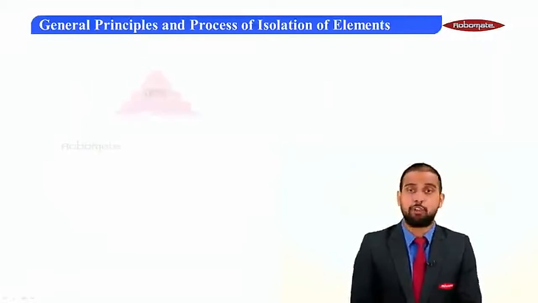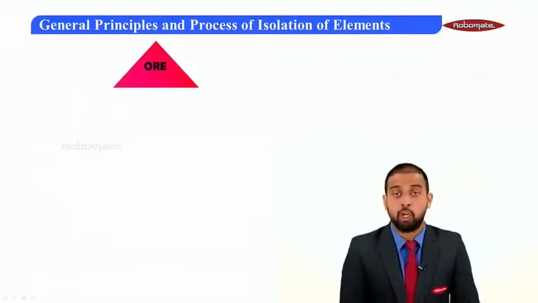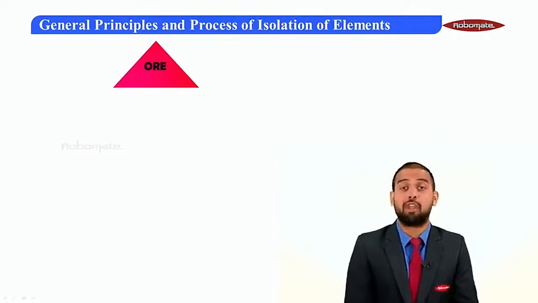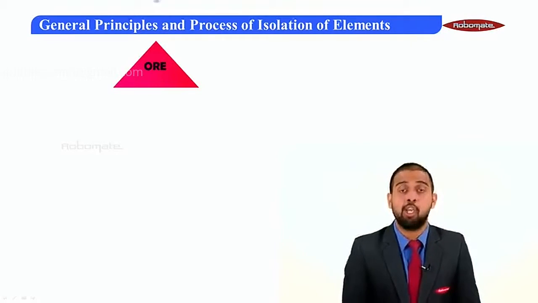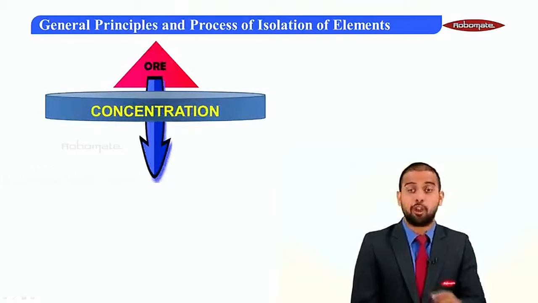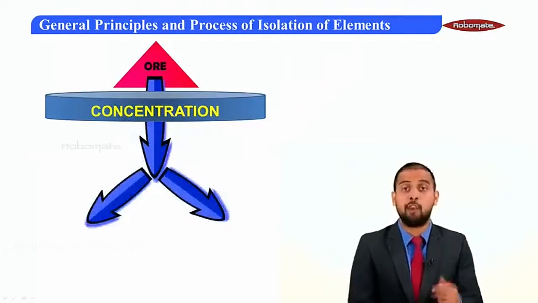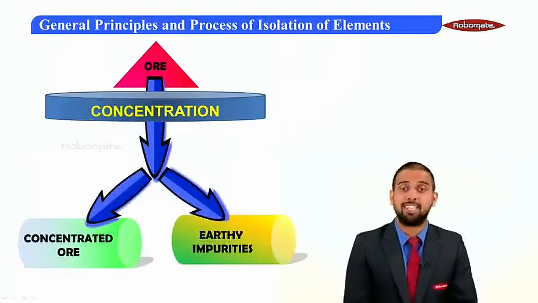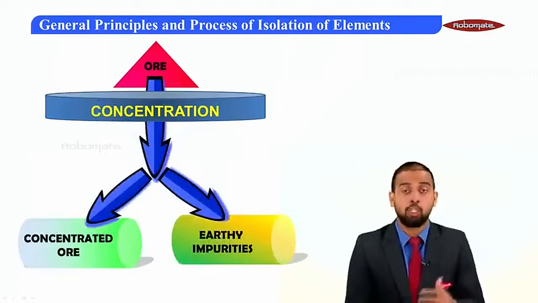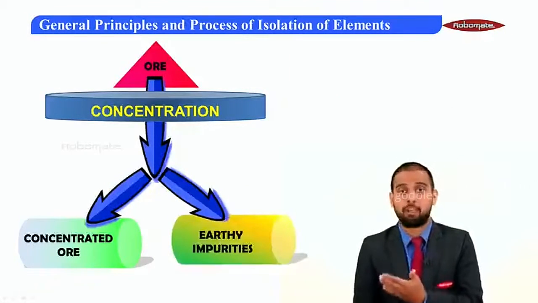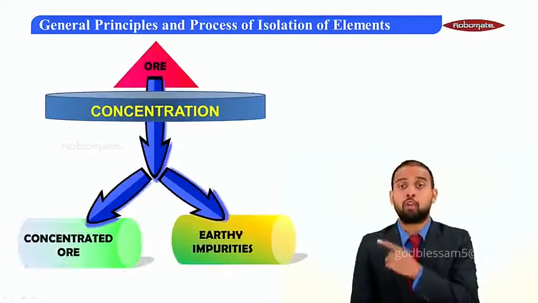In nature, there is a substance called ore. Now this ore has two things. First, it has the desired metal, what we are looking for. And secondly, it also has a lot of earthy impurities. So what we should do is concentrate that ore. When you concentrate, you will get two things: first, the concentrated ore, and next, the impurities. So what is concentration? It is just the removal of these earthy impurities from an ore to get concentrated ore.